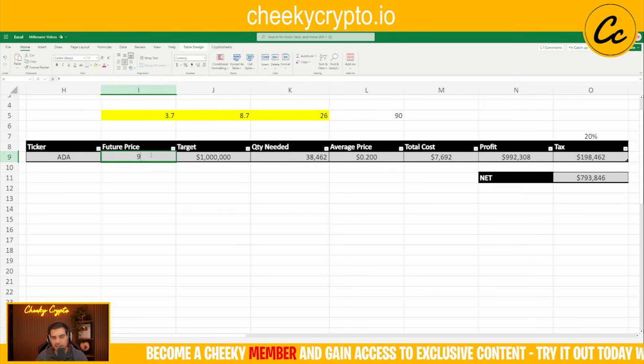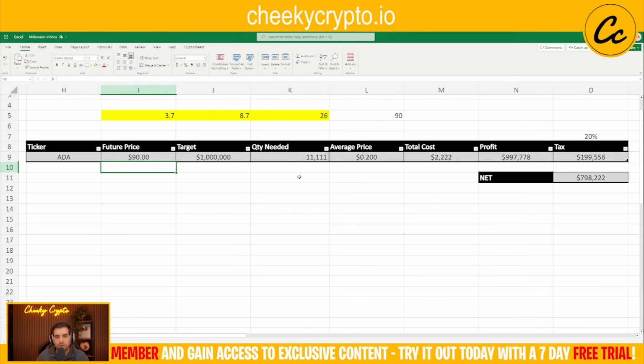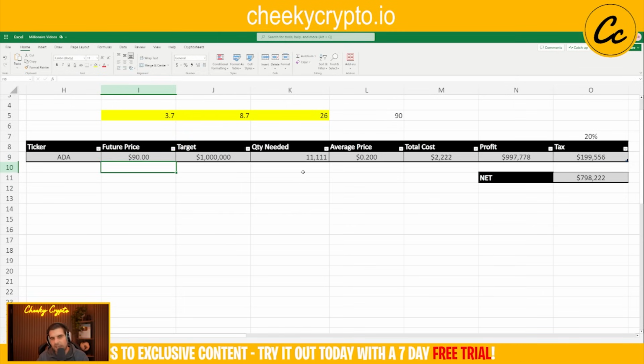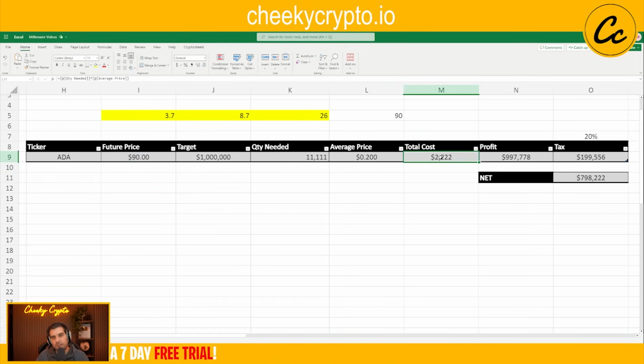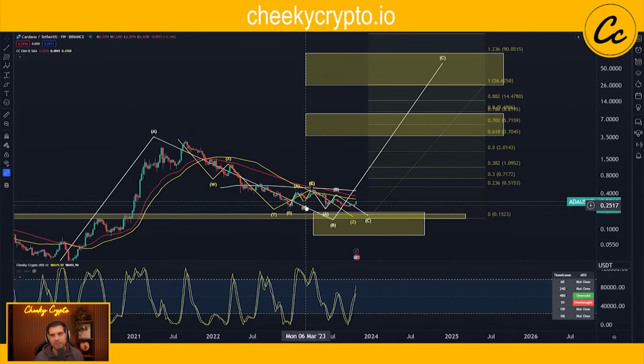$90, on the other hand, is a long shot. It's going to take an awful lot to get there, but if we were to achieve it, you would only need 11,111 ADA. That would drive your $1 million. It would only cost you $2,000 at a 20-cent average price, and your profit will be pretty sizable as well. But ultimately, for me, I think that if we aimed between $8.70 and $26, we'll be in a very strong position. I think we're going to be able to quite easily pull out and extract $1 million with an ADA investment in the future.